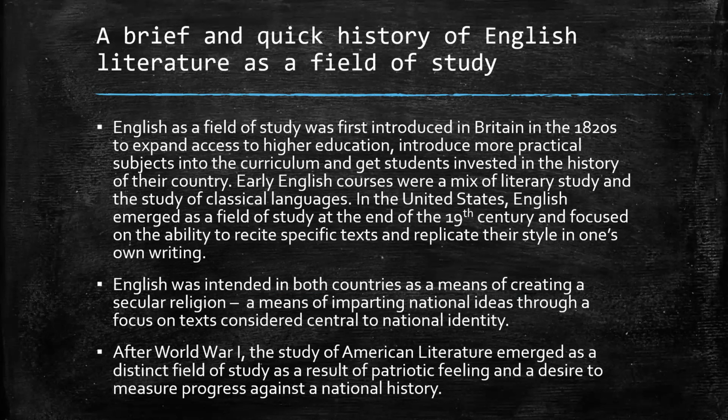In the United States, English emerged as a field of study even more recently, at the end of the 19th century, and focused initially on the ability to recite specific key texts and the ability to replicate the style of these texts in your own writing. So you can see in both countries, English was intended, as Berry argues, as a means of creating a secular religion, a means of sharing national ideas through a focus on text considered central to national identity.